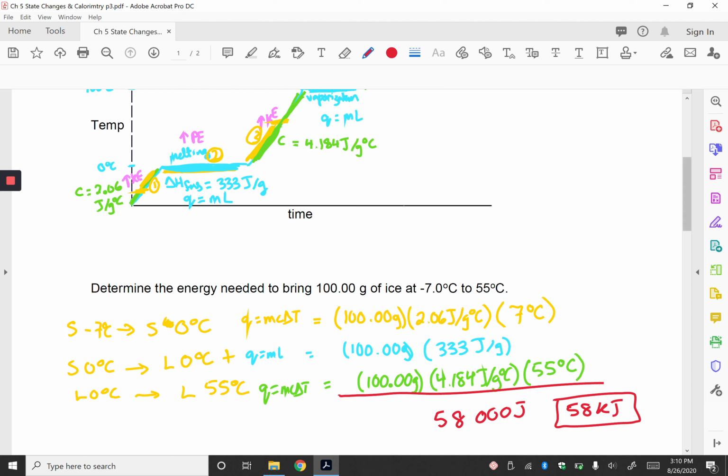That's my answer. Sig figs for this are really hard to do, so I wouldn't worry about it too much. Just be reasonable with your sig figs. Remember, it's plus or minus 2 on the AP exam. All right, that's it for phase changes.